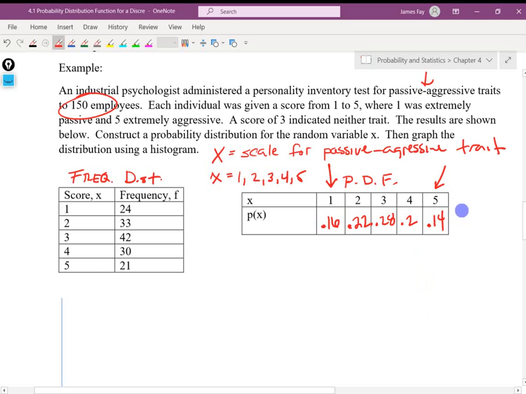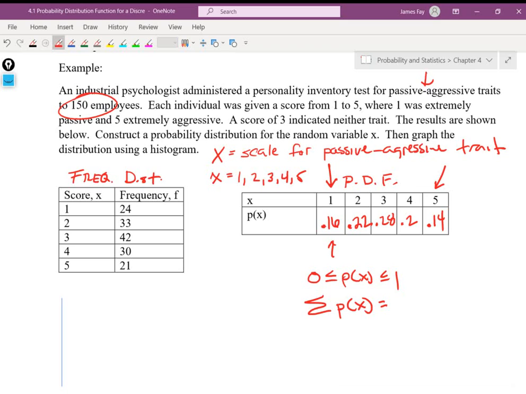Okay. Is each one of these between 0 and 1? If I add those all up, 0.16 plus 0.22 plus 0.28 plus 0.2 plus 0.14, does that give me 1? So those two things check out. So we have a valid probability distribution function. Now, what's the purpose? It's organization of data at the moment, okay?